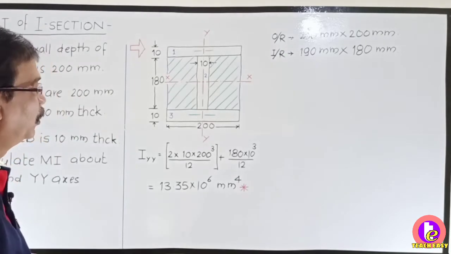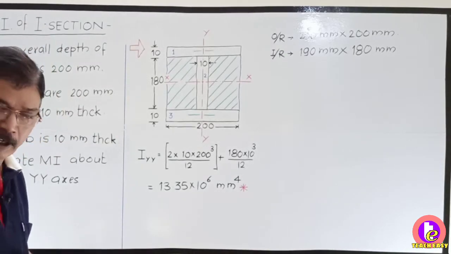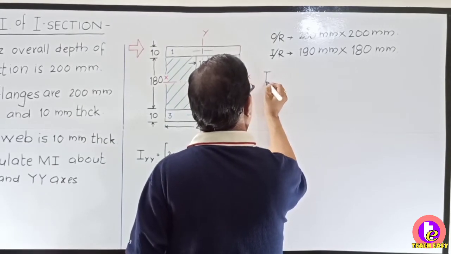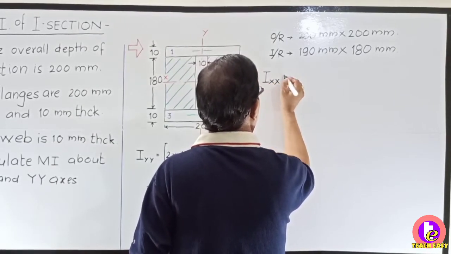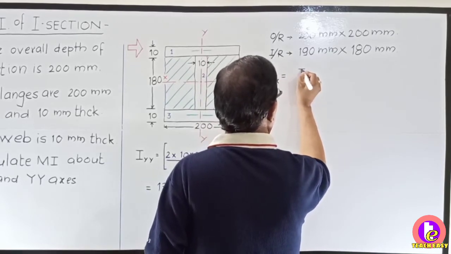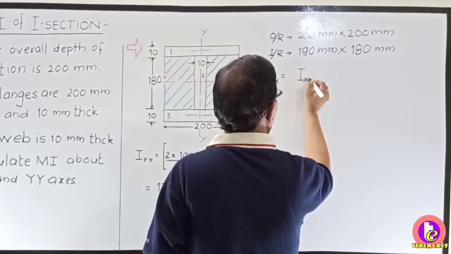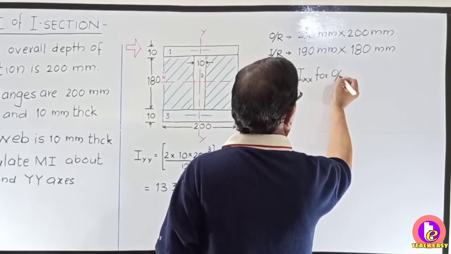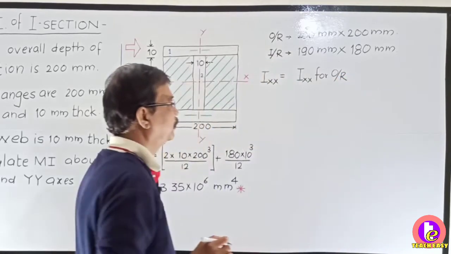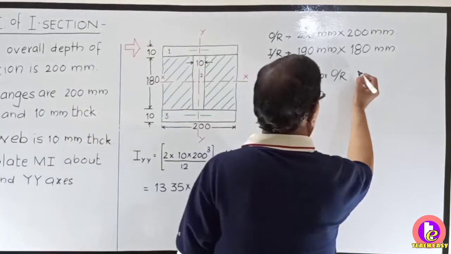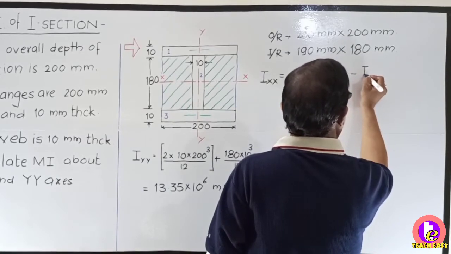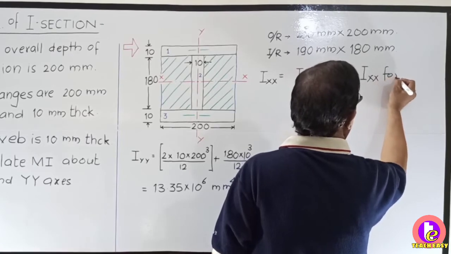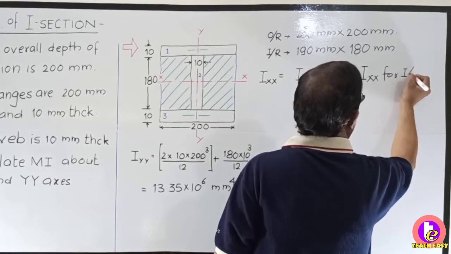Now, we will find out Ixx in this manner. Look here now. Ixx is equal to Ixx for outer rectangle minus Ixx for inner rectangle.